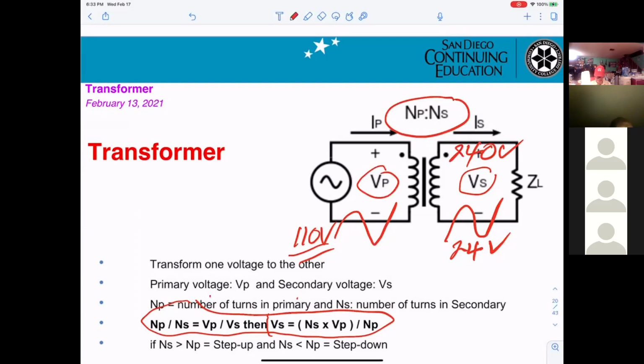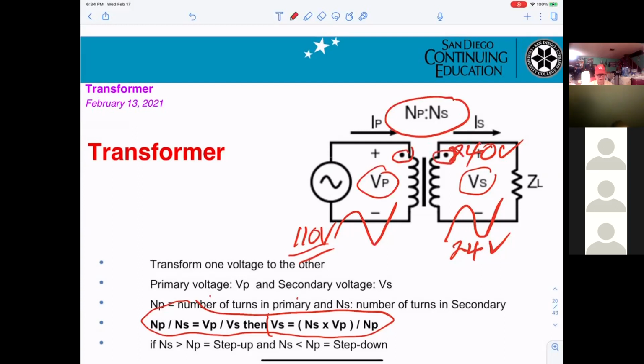Hey, Mr. Pham, that step up, step down, that's based on the turn ratio, right? Exactly. When you calculate, in general I just say, if you get 110 and on the secondary you get 24, step down. If you get 110 volt and on the secondary you get 240, step up. Now, do you understand what the dot right here means?